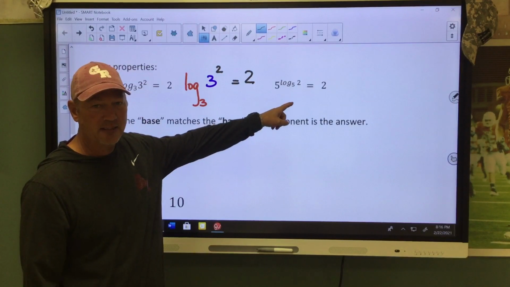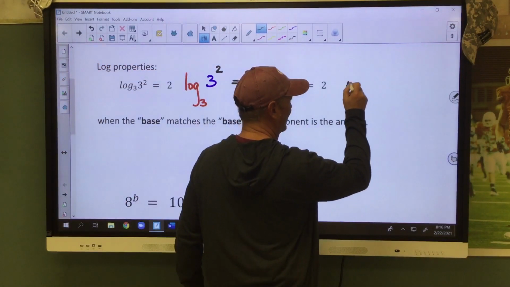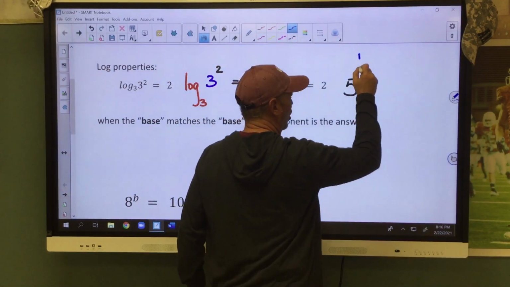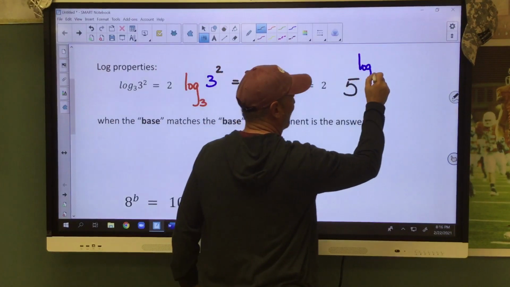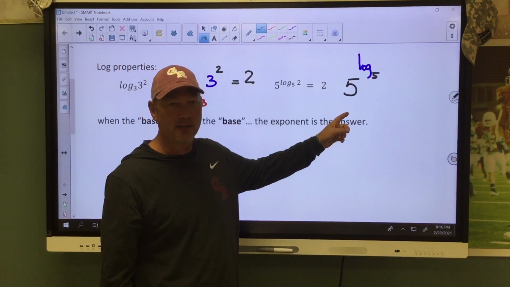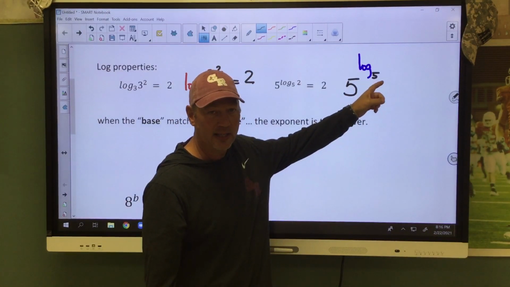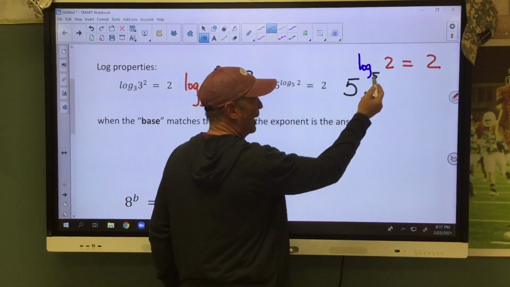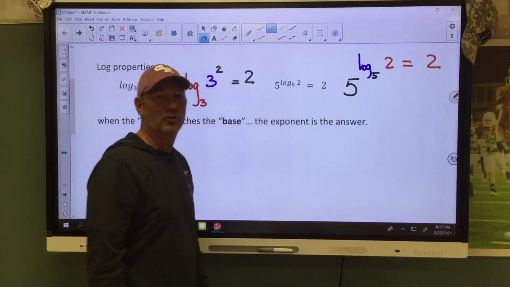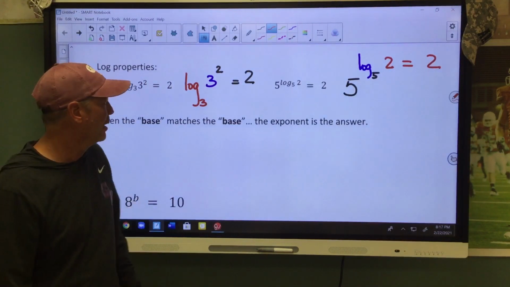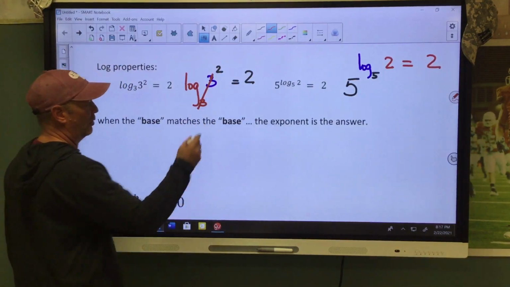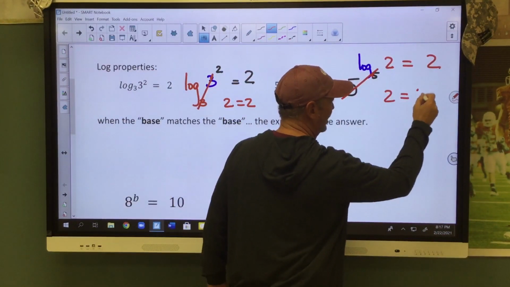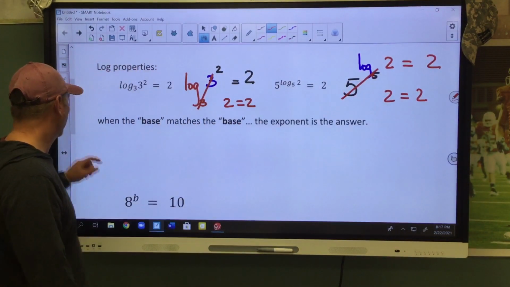Now, the next one is an exponent. What if I have a base of 5? That's my base. And then what if I have an exponent, and this exponent says log base 5? Now, the base of my exponent is 5. The base of my log is 5. And if we were doing this, then we would say that this equals 2. When the base matches the base, then that little exponent, 2, is going to be your answer. It's going to cancel, and that's going to leave me with 2 equals 2. Remember that. All right.